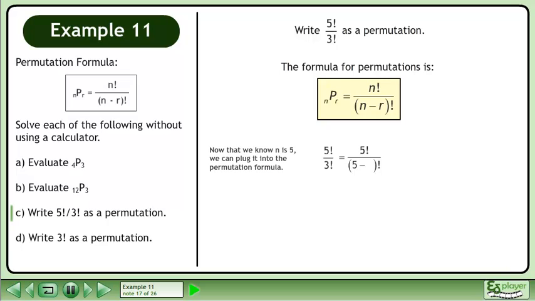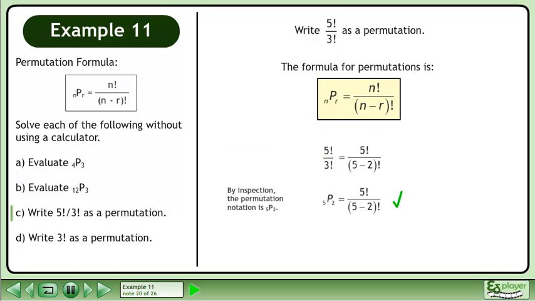Now that we know n is 5, we can plug it into the permutation formula. The denominator tells us that 5 minus r equals 3. Solve this equation to get r equals 2. By inspection, the permutation notation is 5P2.